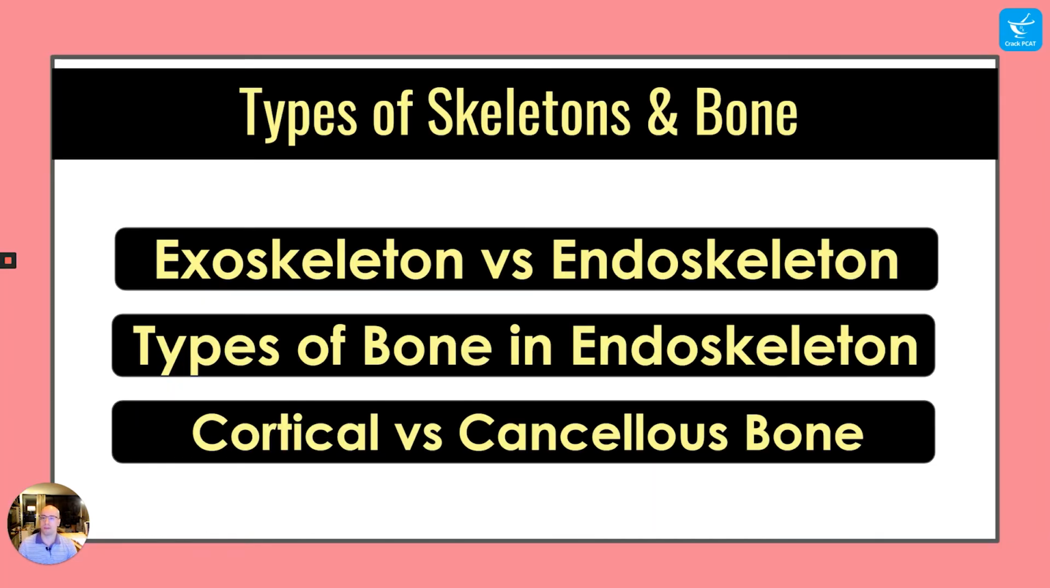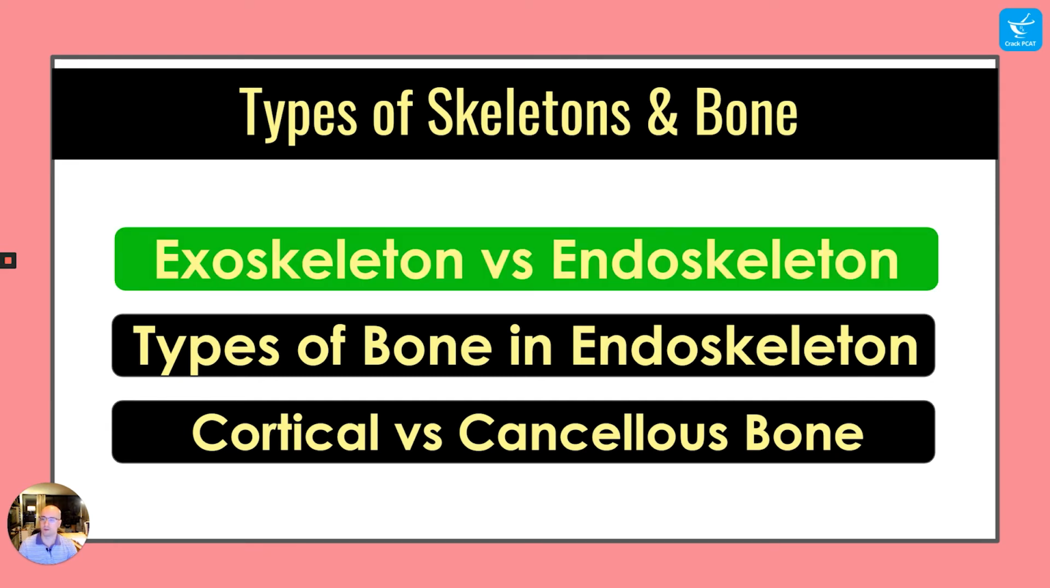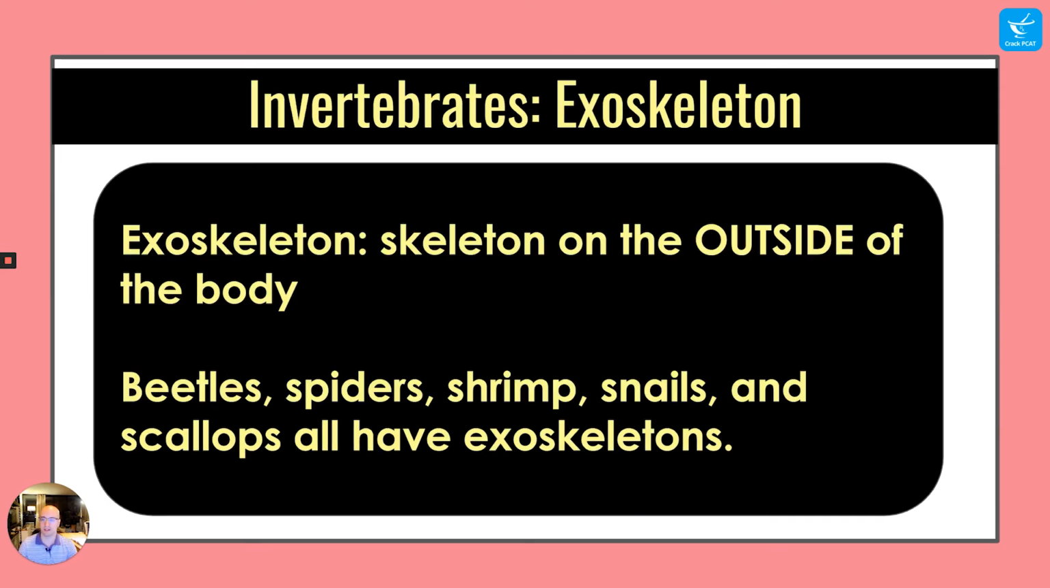Here's our overview for the types of skeletons and bone. First, we're going to talk about exoskeleton versus endoskeleton. Then we're going to talk about types of bone in endoskeletons. And then we're going to talk about cortical versus cancellous bone. So first, let's talk about the exoskeleton versus endoskeleton.